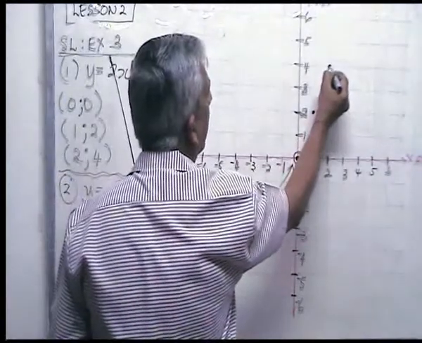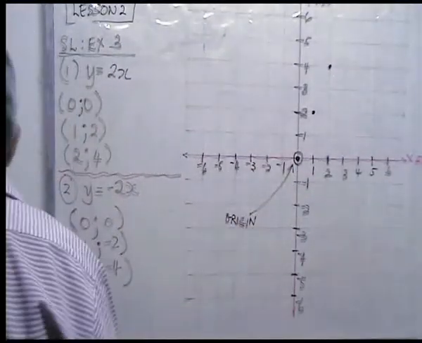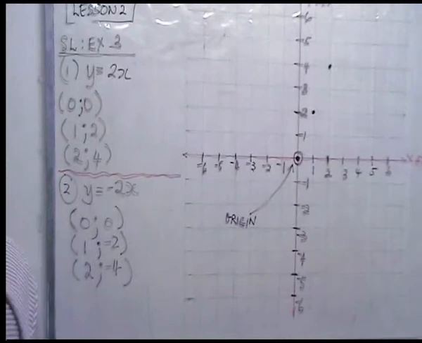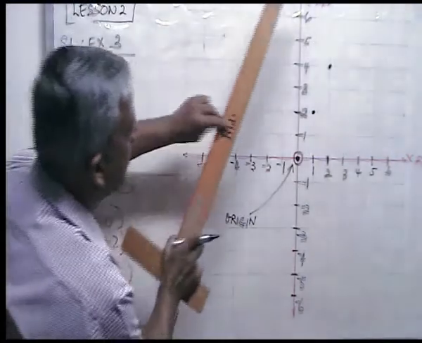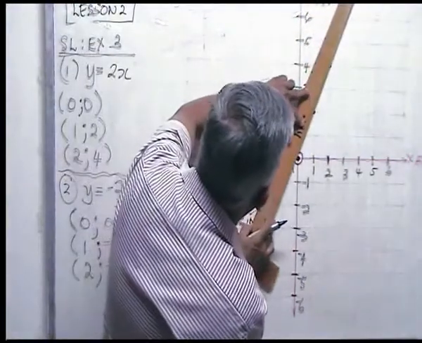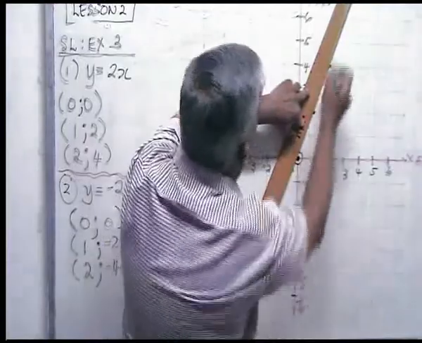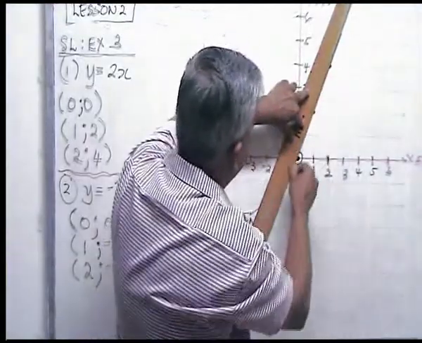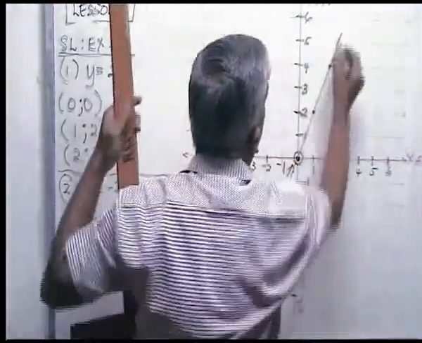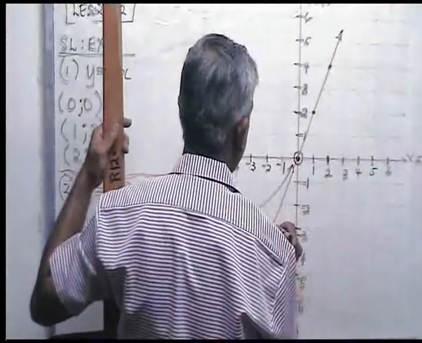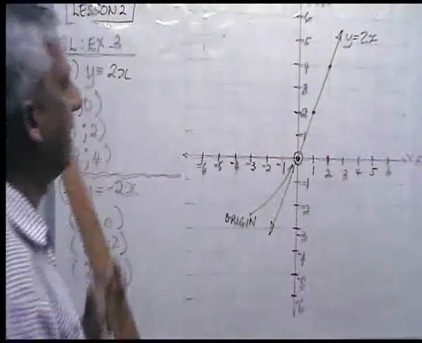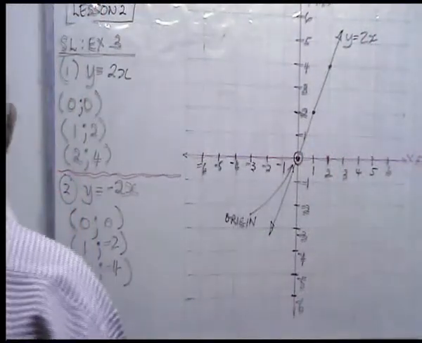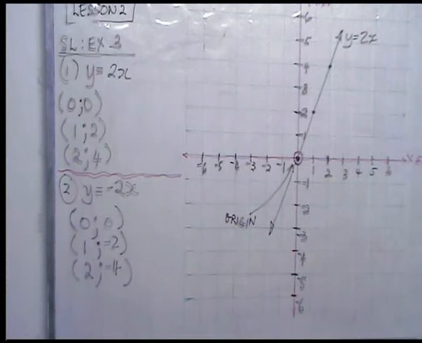So there we are. We have our 3 dots and then we look for our ruler and we join these 3 points. Join them so that the line goes beyond them. You see, go there like that, come down here this way. So you have drawn the graph of y is equal to 2x. Okay, now I'll just do the other one in red so that we can see the difference.